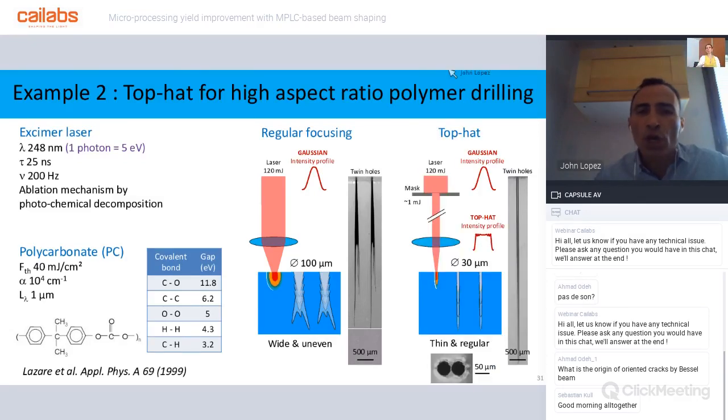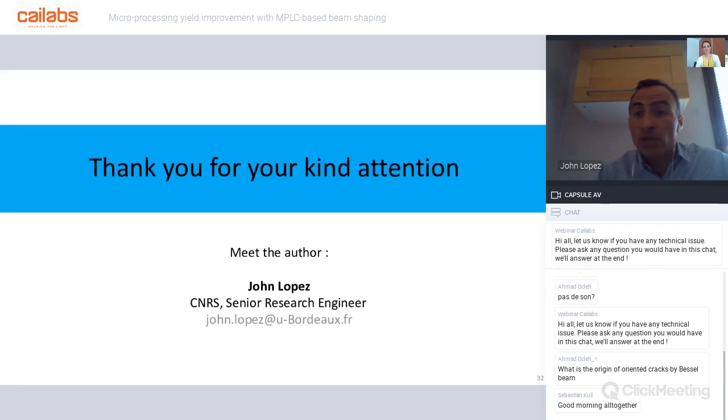If we use a top hat, we can obtain a top hat at the surface, and by this means produce 2 twin holes. This is a side view, and this is a top view. You can see that we can be very thin and very regular, and the aspect ratio goes to 200. I hope I showed you the interest of beam shaping, and now I let the floor go to the next speaker.